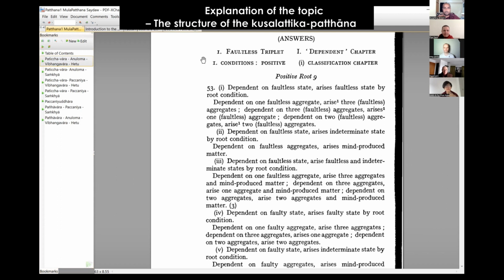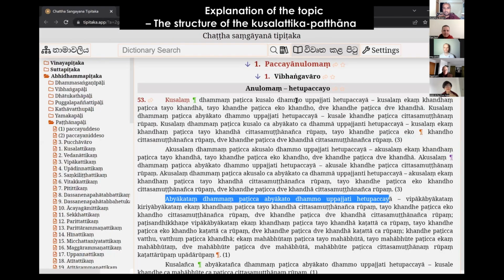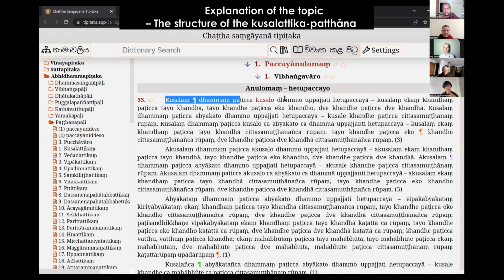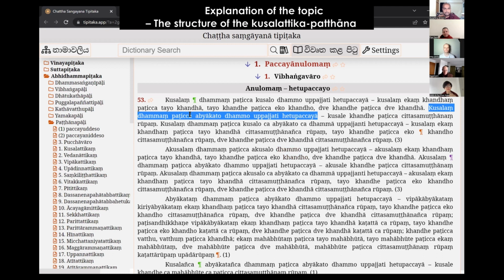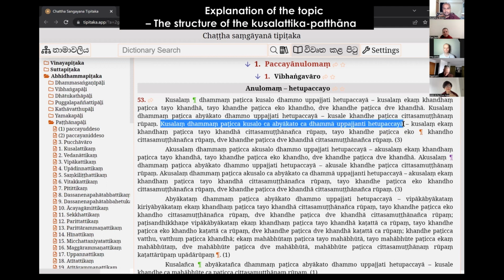So the relationship is shown here between the kusala dhammas and the kusala dhammas, right? Kusala dhammang paticca, and it says the kusalo dhammo. So this is the relationship number one. The second one is kusalang dhammang paticca abhyakato dhammo uppajjati hetupaccaya. So the relationship between the kusala and the abhyakata is shown here. And the third one is kusalang dhammam paticca kusaloca abhyakatoca dhamma uppajjanti hetupaccaya. So by the hetupaccaya, the kusala dhammas are supporting the kusala and the abhyakata. So the relationship between kusala and abhyakata is shown here.